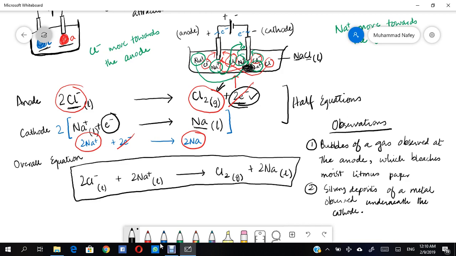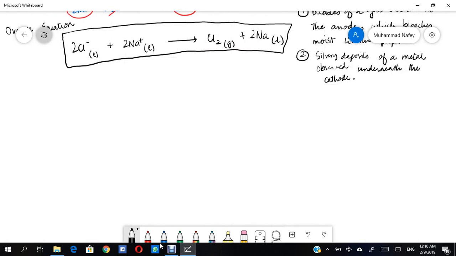Let's take another example. Now we will be doing the electrolysis of molten lead bromide. PbBr2 is the formula, and in order to indicate that it's molten, I have mentioned this small l here. Now I won't draw the electrolytic cell here, and we'll try to proceed with things directly.